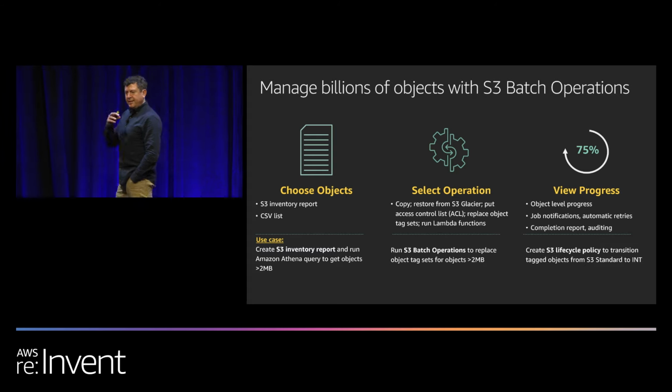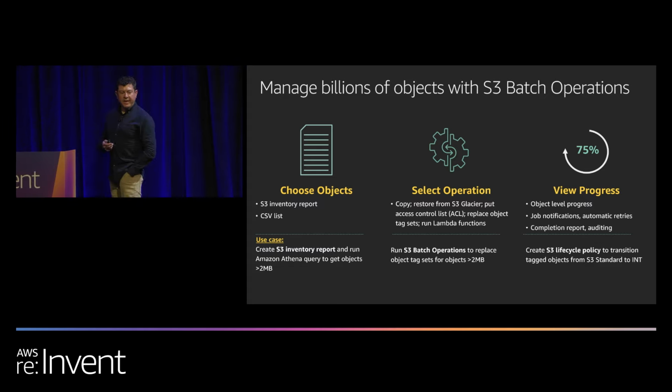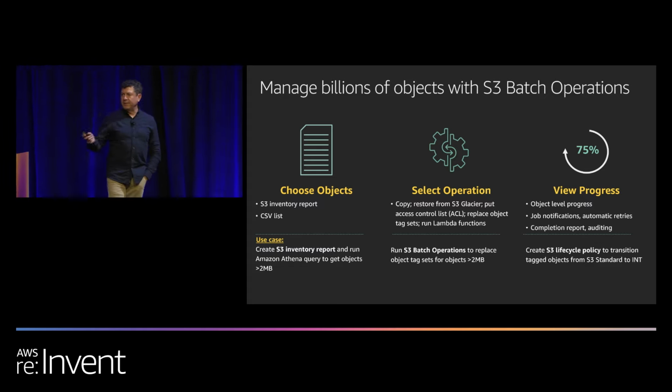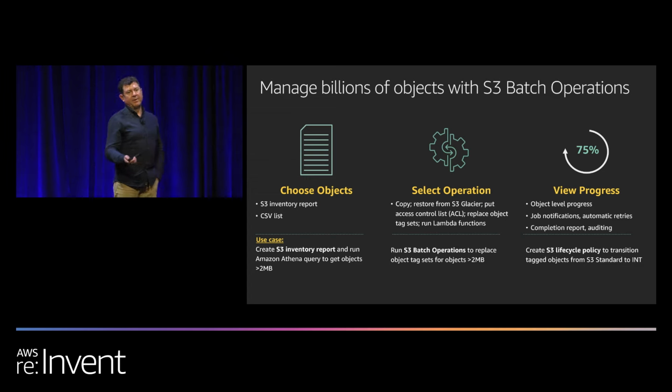So I set that up. I've selected my objects, my grouping of objects. I select my operation, which is changing this tag. And then I simply execute in a few clicks. I implement the batch operations policy in the console. I get a progress update. That's completed. I've now implemented my lifecycle policy. And I've been able to do this fairly easily in minutes.